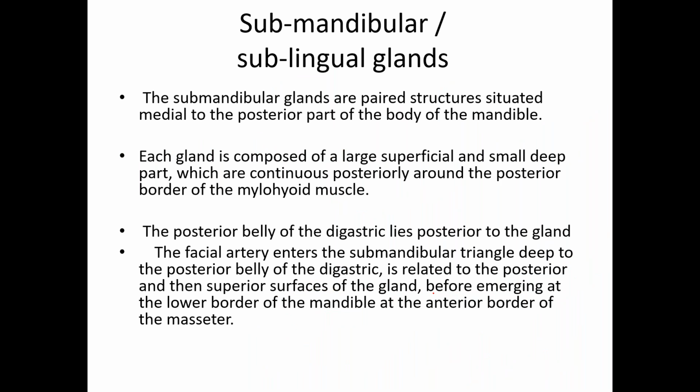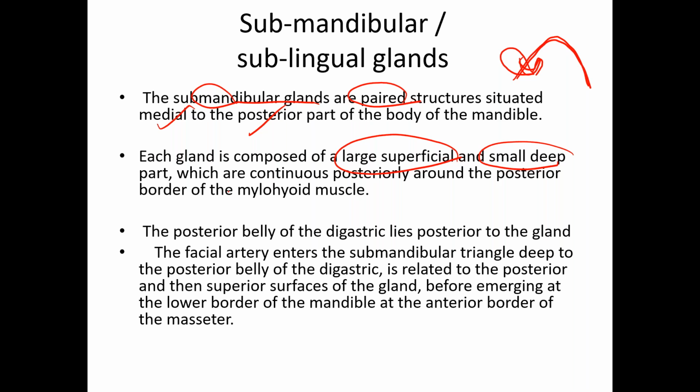And then coming to the submandibular and sublingual salivary glands. The submandibular glands are paired structures medial to the posterior part of the body of the mandible. If you take the body of the mandible like this from inferior view, this will be the submandibular gland location. Each gland is composed of a large superficial part and a small deep part.